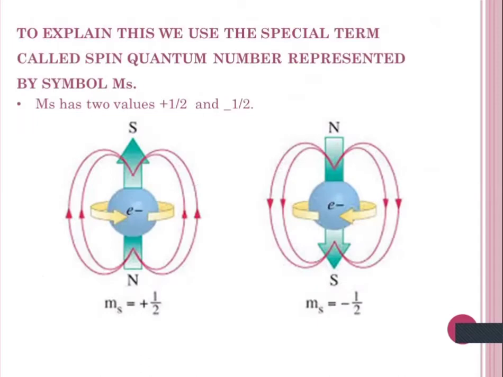To explain this, we use a special term called spin quantum number represented by the symbol ms. ms has two values, plus 1/2 and minus 1/2. If the electrons are paramagnetic, then it has only plus 1/2 or only minus 1/2 value. And if they are diamagnetic, then they will show both plus 1/2 and minus 1/2 to show the opposite spin of both electrons.